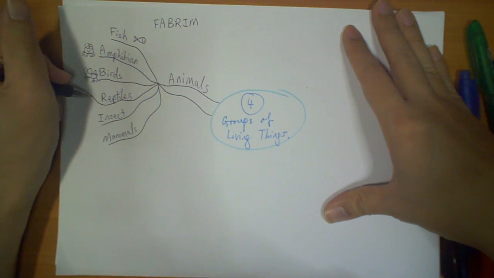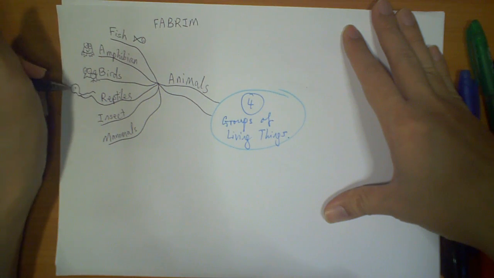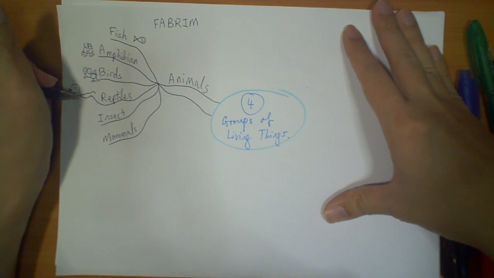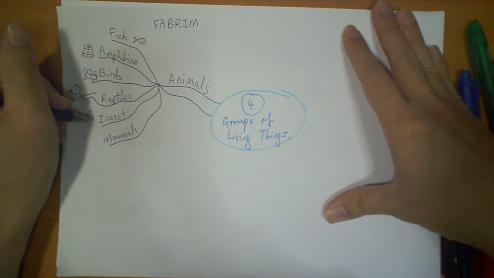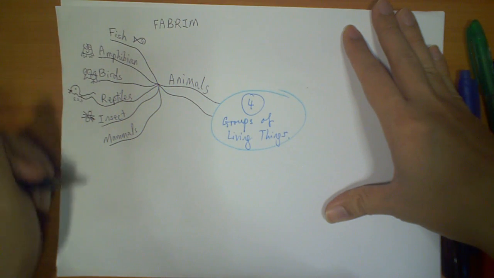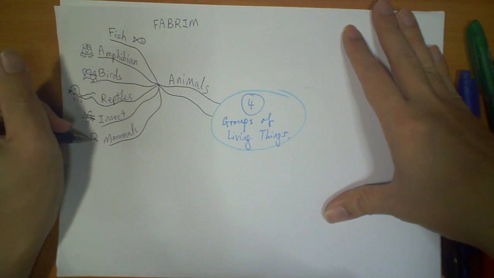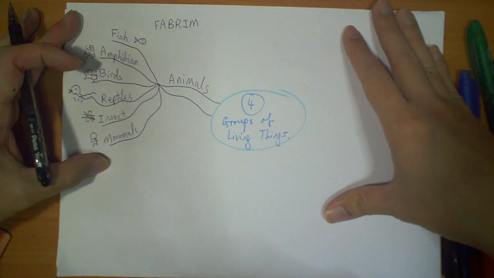We can draw reptiles. Reptiles can include snakes, the head. Insects have 3 body parts and 6 legs. Alright, these are common characteristics of insects. And mammals, human beings are mammals, so we shall draw a human being here.